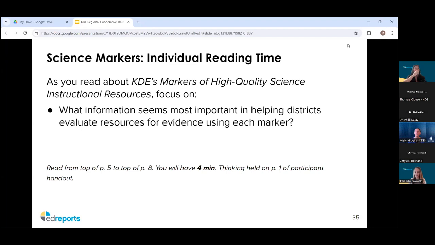So what we want to do is provide you an opportunity to individually read through the science markers. There should be a link coming in the chat for you to access the consumer guide. I want to pause and give you a moment to get that opened up in its own tab on your computer. You're going to want to scroll down to page 5 in the document, and then also go ahead and grab your participant handout. If you didn't have an opportunity to print that out, just make sure you have some paper in front of you where you can capture some thinking. So I'll pause and give you a moment again to open up the document and grab your participant handout.